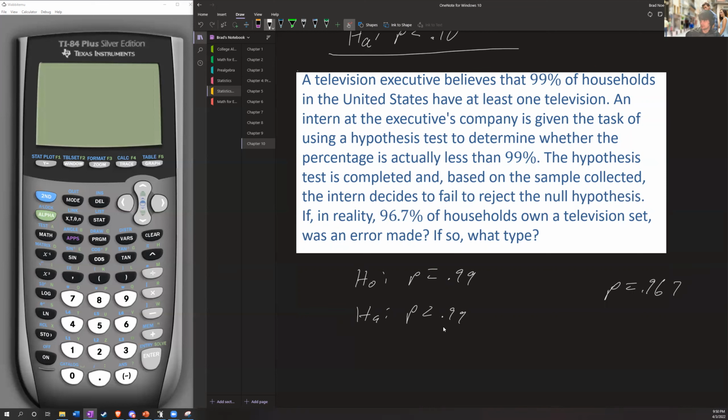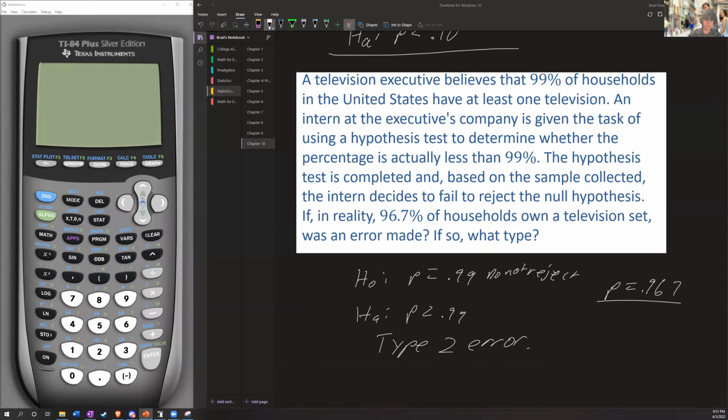Well, we note the population is less, so it should have been rejected. However, they did not reject. So if you fail to reject when you should have, remember that is our type 2 error. Okay. And again, you can think of it like we should have convicted someone but did not. That is to say, a guilty person is free. That's a type 2 error. Okay.